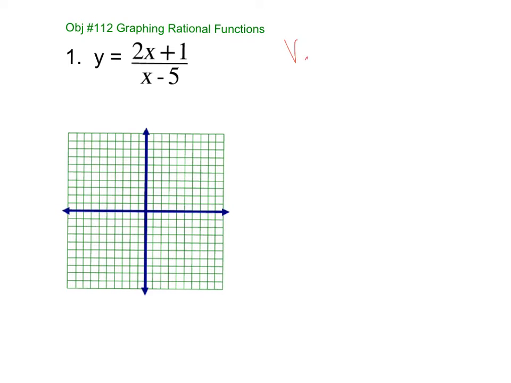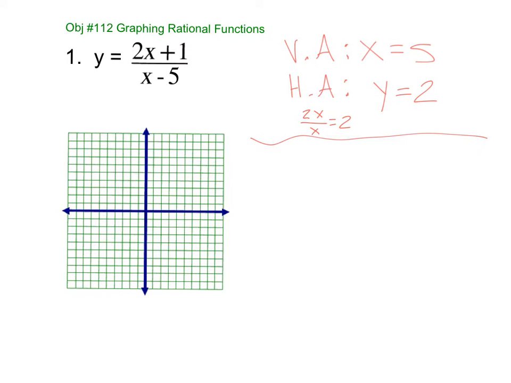What is our vertical asymptote? x equals 5. Our horizontal asymptote: the 1 and the 5 really don't do anything, so we're going to take our x's, 2x over x, and divide them. 2. So y equals 2. So those are our asymptotes. All right, so I get x equals 5. 1, 2, 3, 4, 5. And y equals 2. Everything else is exactly the same.